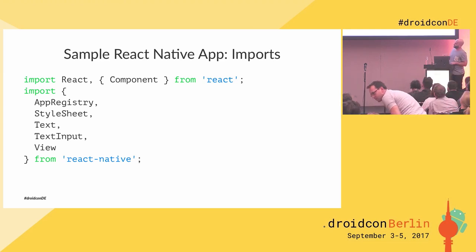And then here's a bunch of things we're importing from React Native. You'll notice things like text and text input and view. They sound very similar to things on Android. And in the end, they are displayed as views, but they're React-specific implementations of those. We'll see how some of those work in a second. There's also a style sheet and this app registry, which is kind of where you connect into Android itself. So imports, fun stuff.